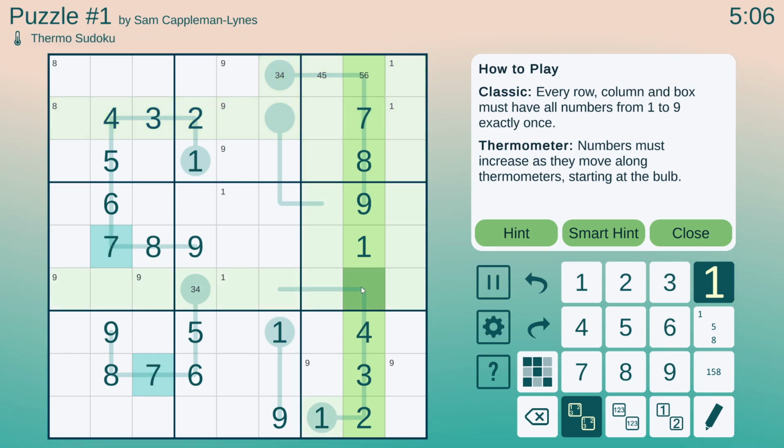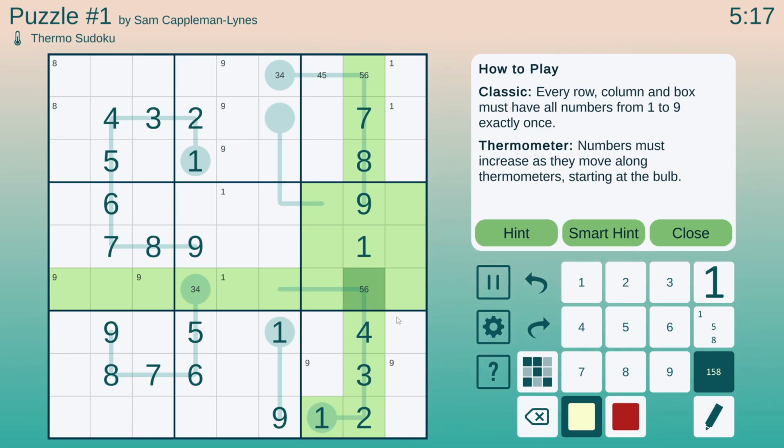Can this be 6, 7, 8? I think I'll allow it. But I still know this is 5 or 6, so this is 6 or 7, and this is 7 or 8. So it's still pretty restricted. I don't know if there's too much else.